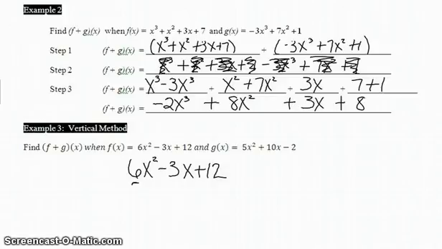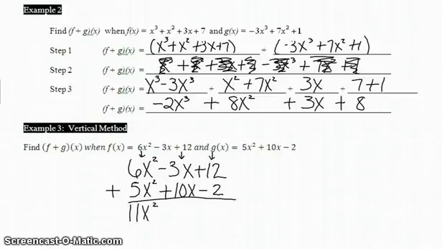So my 5x squared is going to go in my x squared column. 10x is going to go in my x column, and negative 2 in my constant column. Just notice that all my columns are like terms. Now it's easy to find my like terms and combine them. 6 plus 5 is 11.